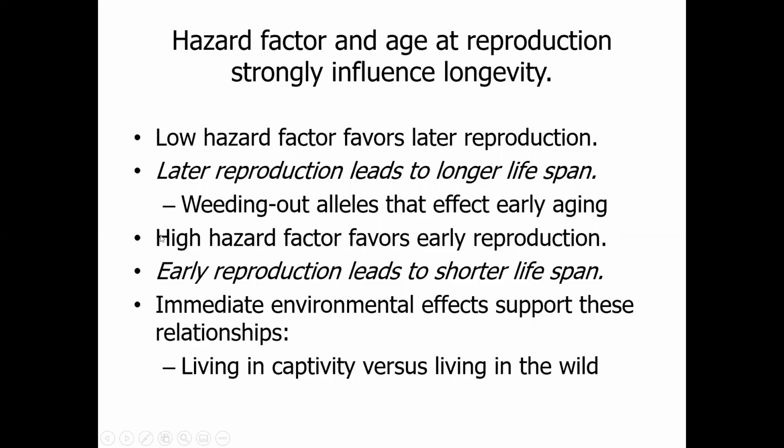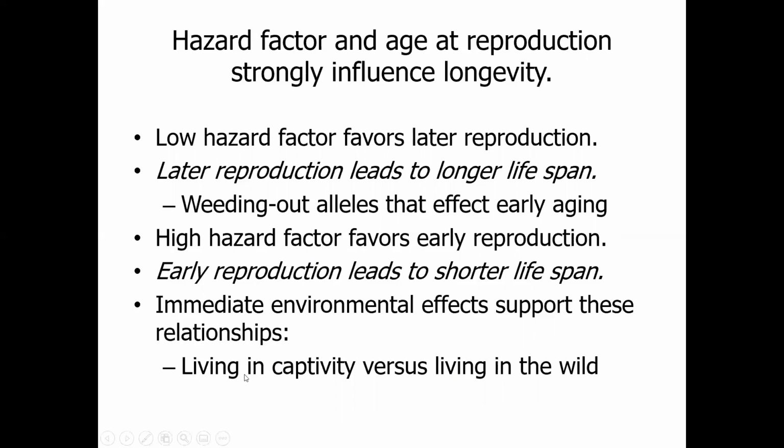If you have a high hazard factor, meaning that you die very early on in life, you're going to favor early reproduction, because if you're only living 2 to 5 years like a rodent, you're going to want to make sure that you have mated with a female or mated with a male and produced offspring and continued your lineage. So ultimately, this type of reproduction is going to lead to a shorter lifespan.